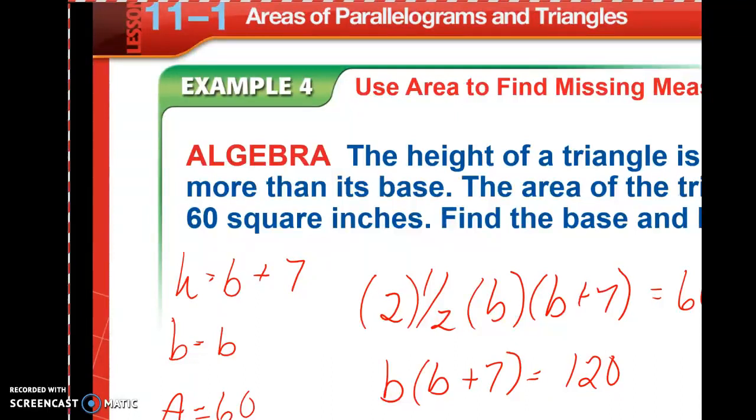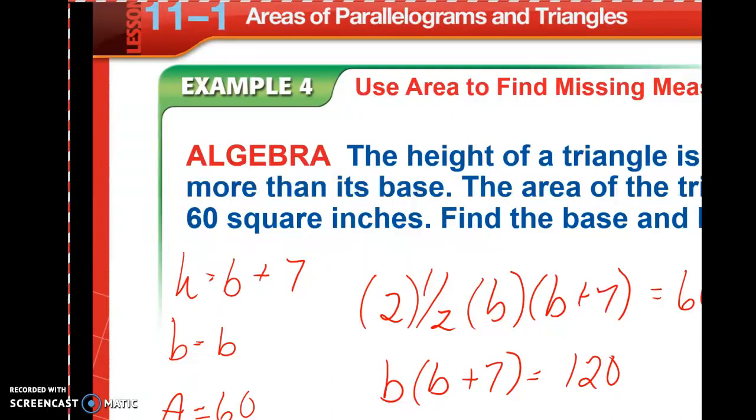And then you probably did factoring by grouping, and we'll look at that more in Algebra 2, but we're going to go ahead and just write these as our factors. So b minus 8, b plus 15. So I can set those both equal to 0. So what would make this 0? So b either equals 8 or negative 15, but we know it can't equal a negative. So our base equals 8 inches.